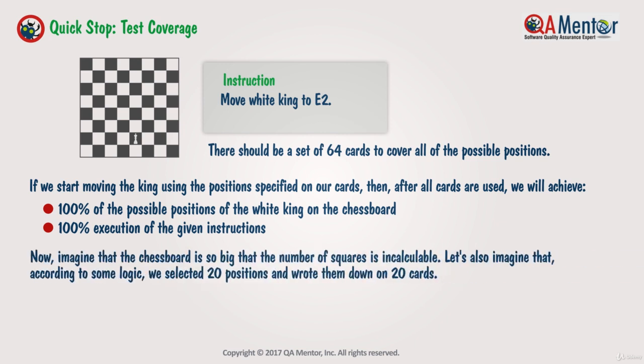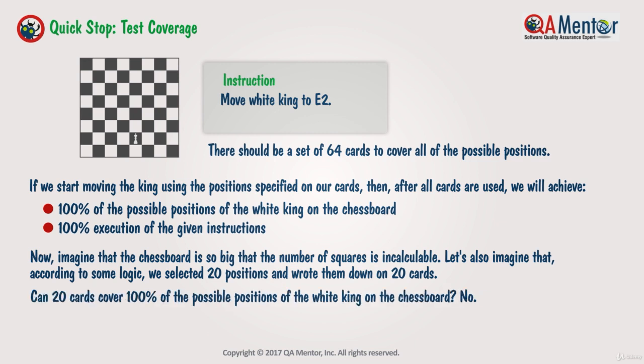Now, imagine that the chessboard is so big that the number of squares is incalculable. Let's also imagine that, according to some logic, we selected 20 positions and wrote them down on 20 cards. Can 20 cards cover 100% of the possible positions of the white king on the chessboard? No. But can we achieve 100% execution of the given instructions? Yes. Now, back to software testing.